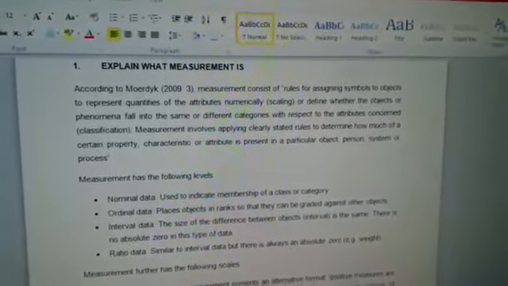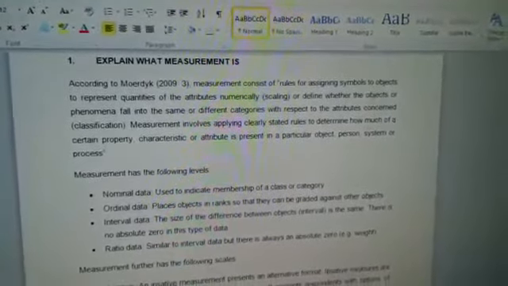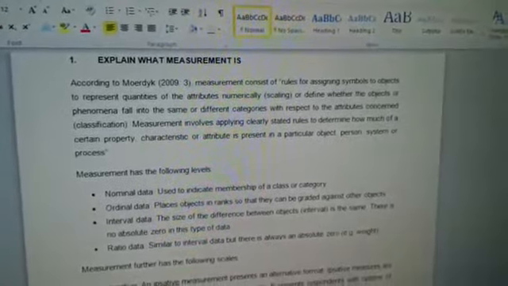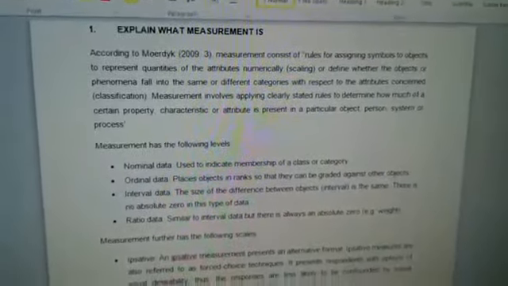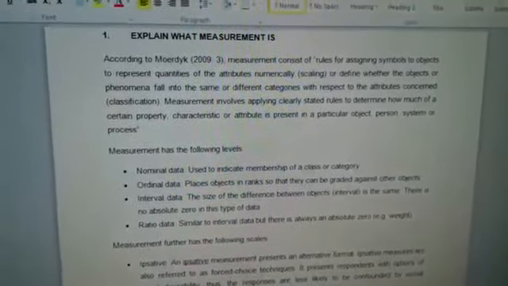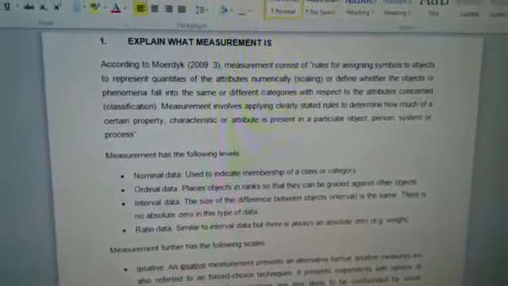Surely a lot of you have heard about the word measurement before. Measurement can mean a lot of things to different people, but today we're going to concentrate on the psychological and psychometric definition of the word measurement.